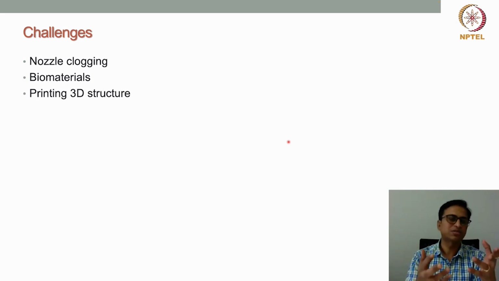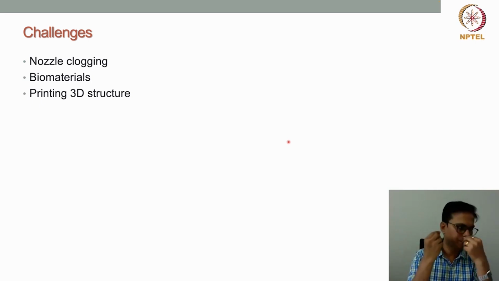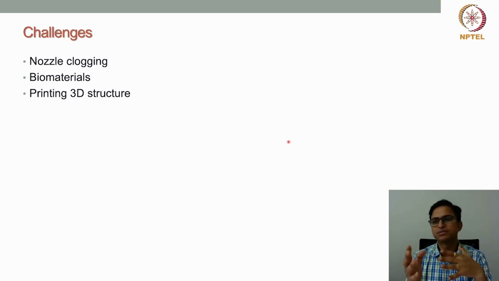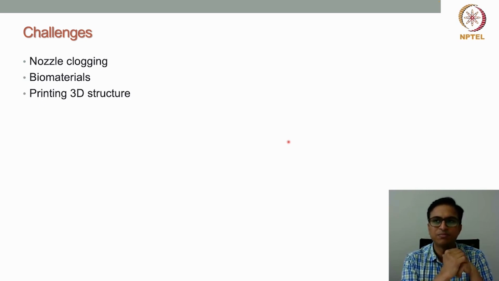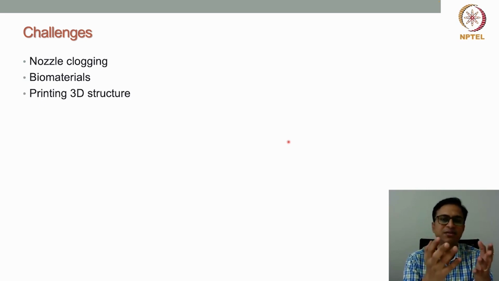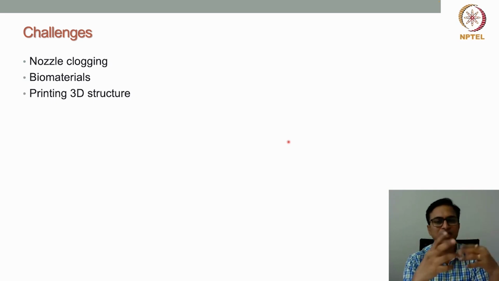Of course, in certain cases, if the particle size of the suspended material is close to the nozzle size, then that can also cause a problem. So nozzle clogging is a problem, and it has been tackled in various ways. For example, the mixture can be kept under agitation within the syringe, that can be one thing, and there are various other things.